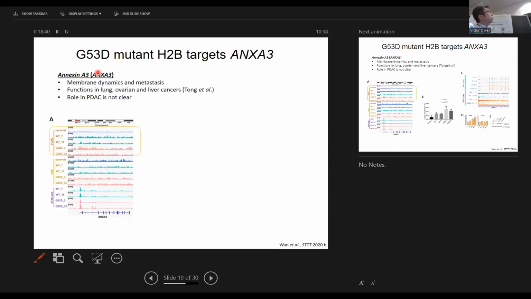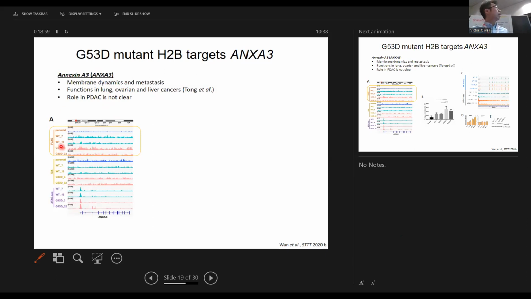ANXA3, annexin A3, is involved in membrane dynamics and metastasis in other cancers, such as lung cancer, ovarian cancer, and liver cancer. But the role of ANXA3 in pancreatic cancer is not known. So we see that this is ANXA3.